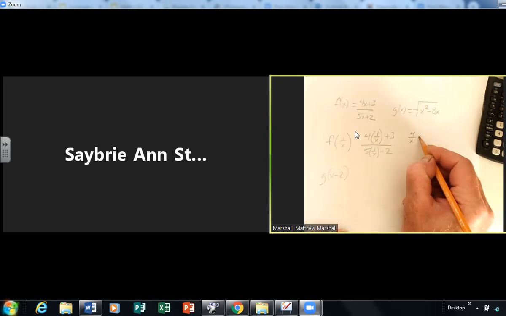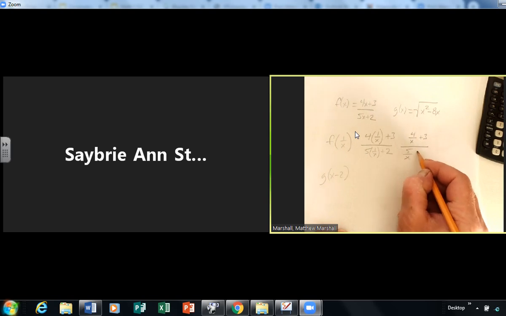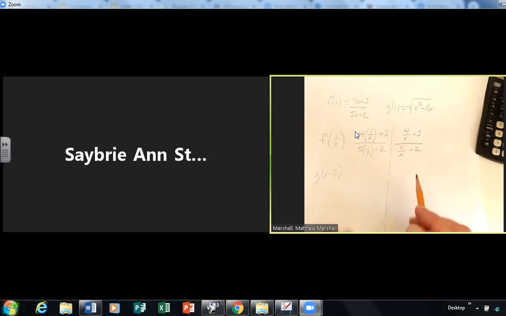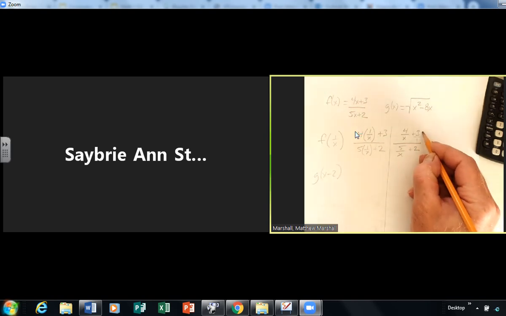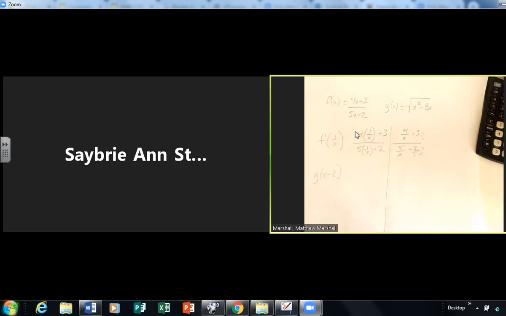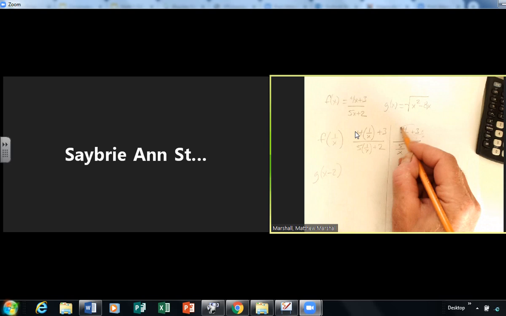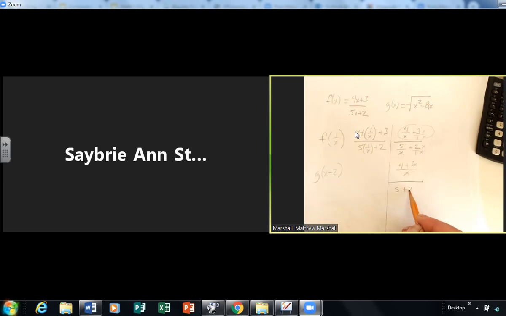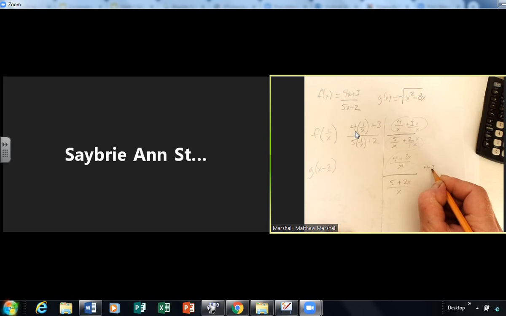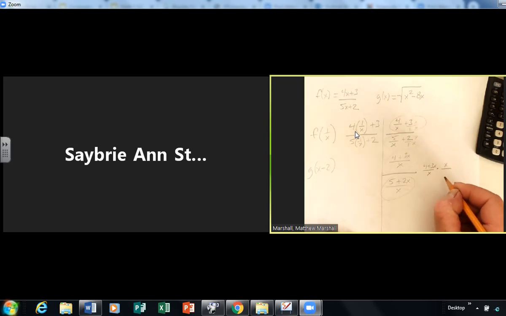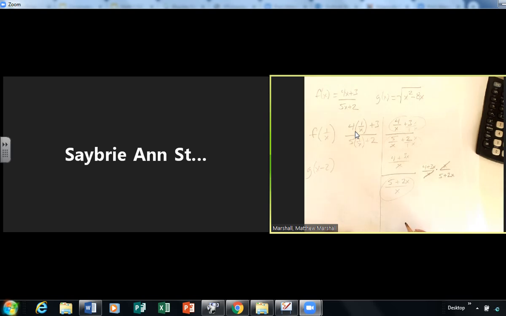4 over x plus 3, and the other one is 5 over x plus 2, and it wants me to simplify this. So to get common denominators, gives me 4 plus 3x over x for this piece divided by 5 plus 2x over x for this chunk down here. I'm gonna leave this fraction alone. I'm gonna take the reciprocal of this bottom one and times it by that top fraction. These are gonna cancel away. So that first answer is gonna be 4 plus 3x over 5 plus 2x.